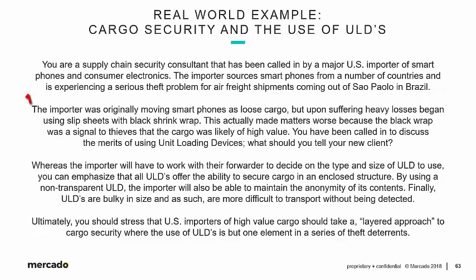Second paragraph. The importer was originally moving smartphones as loose cargo. The vendor in Brazil was tendering loose cartons to the airline, but upon suffering heavy losses, began using slip sheets with black shrink wrap. A slip sheet is just a heavy, thick piece of cardboard that is used in place of a wooden pallet upon which cartons can be placed. However, the slip sheets were probably a good idea. The black shrink wrap actually made matters worse because the black wrap was a signal to thieves that the cargo was likely of high value. That's a very real consideration out in the cargo world. There are multiple hundreds of examples where random thefts occur just because pallets are black wrapped.